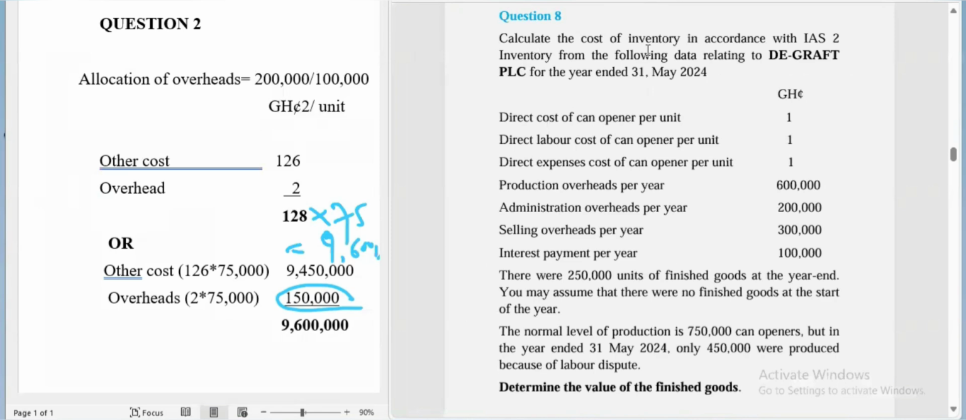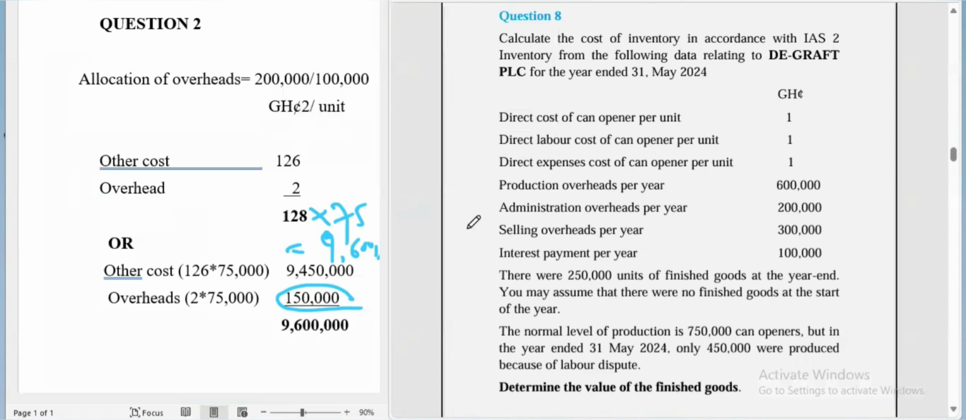It says calculate the cost of inventory in accordance with IAS 2 Inventory from the following data relating to Graft PLC for the year ended 31st May 2024. So we have the direct cost of can opener per unit, direct labor cost of can opener per unit, direct expenses, production overheads of 600,000, administration overheads, selling overhead, interest expense per year. And we're told that there were 250 units of finished goods at the end of the year. This 250 is the inventory, the quantity produced that was not sold.